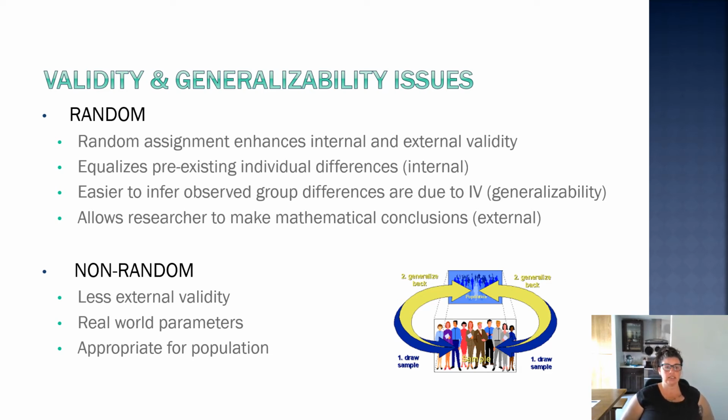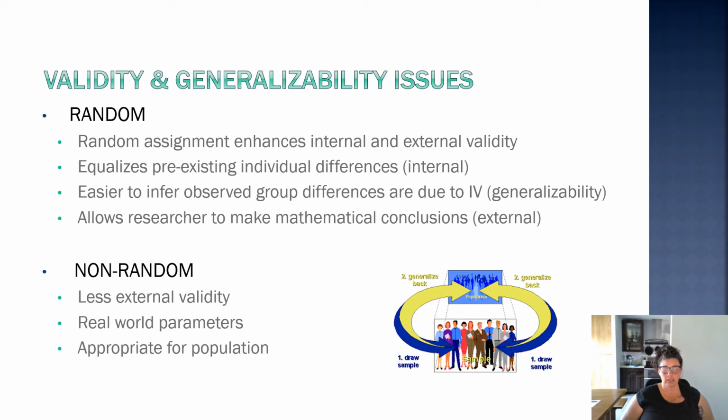Because it is essentially equalizing all of those pre-existing conditions, all of those things that could have happened before or outside that you can't control for. It's easier to infer then because of that, and you're able to then take it back and say, this is generalizable to the regular population.